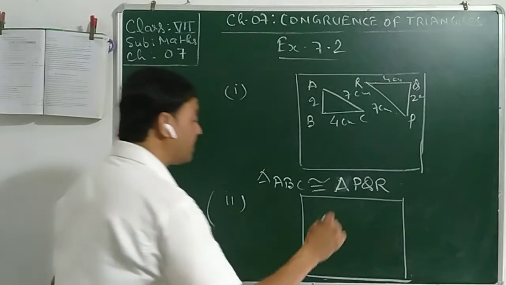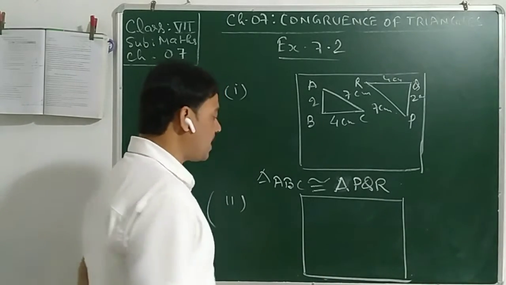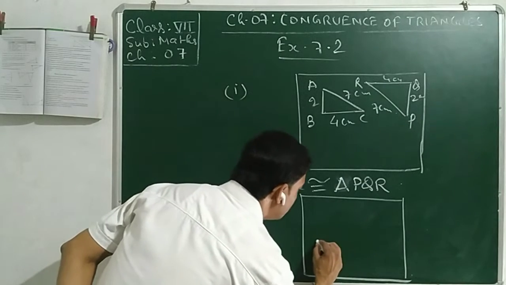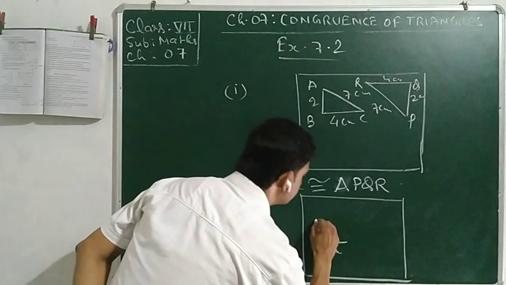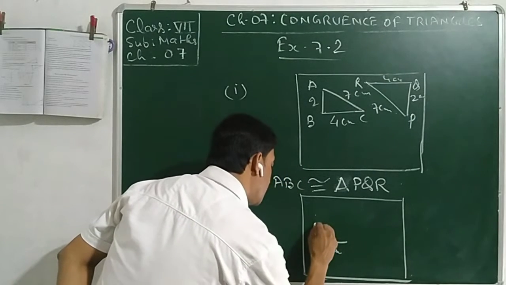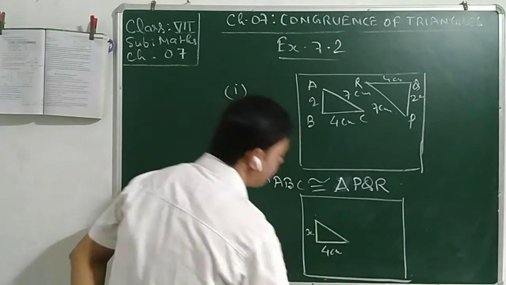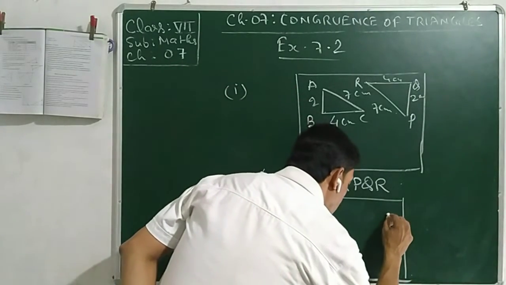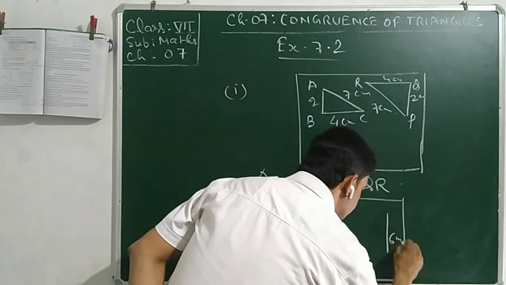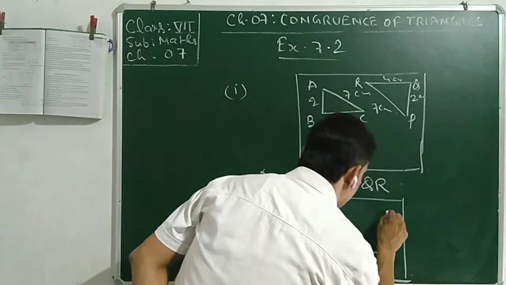We have to draw two triangles. Draw the right angled triangle. That's very easy to draw. Take one side of 4 cm and another side of 3 cm. Make the right angled triangle. Similarly, take one side of 6 cm and another side of 2 cm and make the right angled triangle.